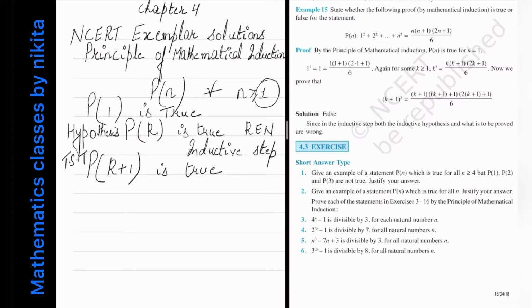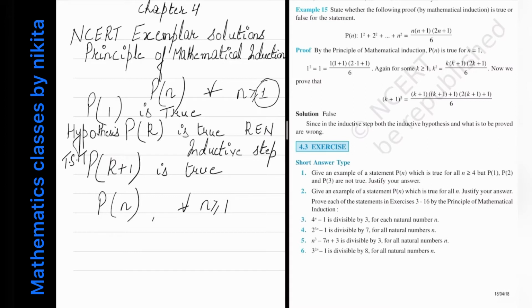Now if you do this thing, then the principle of mathematical induction says that P of n is true for all n greater or equal to 1. If you show that the base case is true and P(k+1) is true whenever P(k) is true, then the statement is true for all n greater or equal to 1.